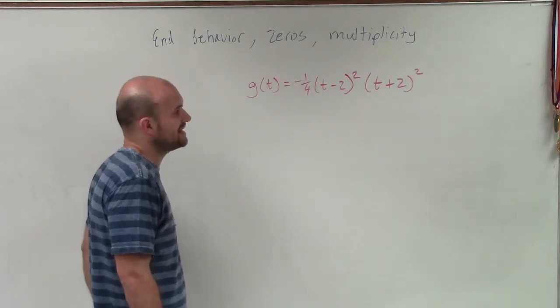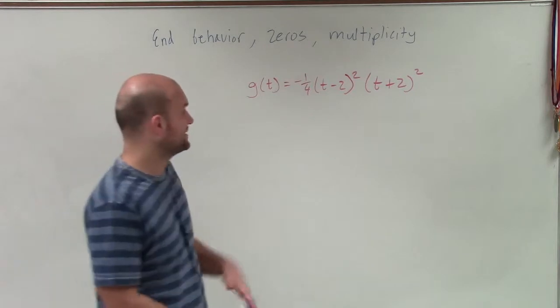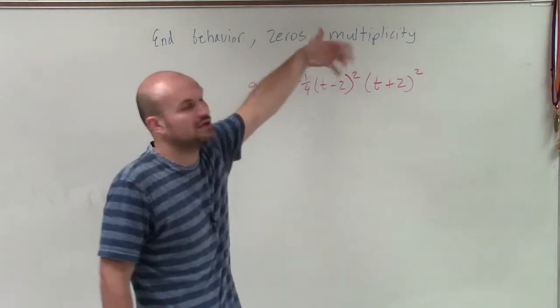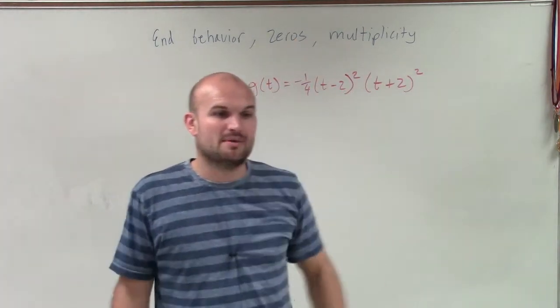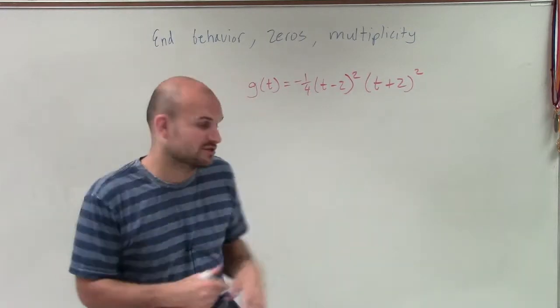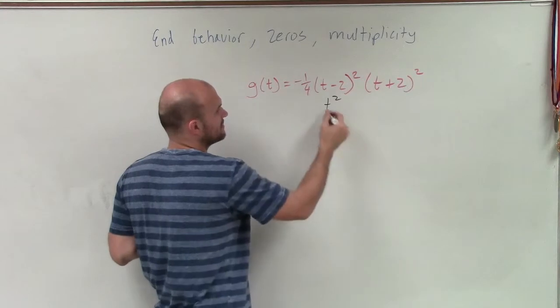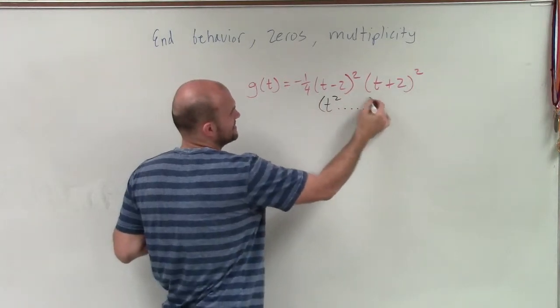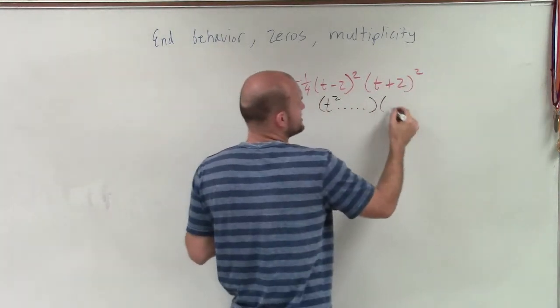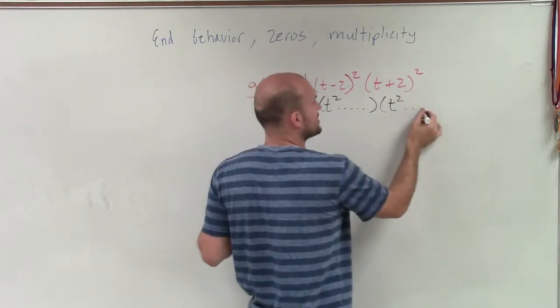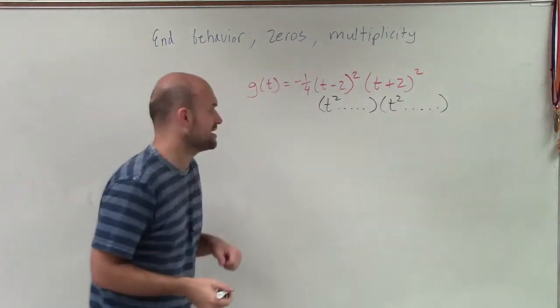When doing a problem like this, first of all, if I was going to FOIL out (t - 2)^2, I know that's going to produce a perfect square trinomial, and that's going to produce a t squared. It's really going to be t squared, dot, dot, dot. If I was going to multiply this out, my first term is going to be a t squared, dot, dot, dot. It's going to be a perfect square trinomial.